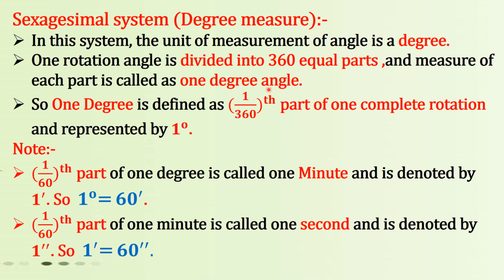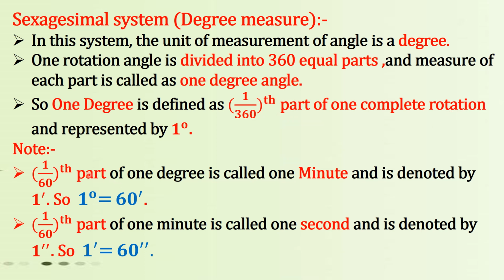And 1 degree means 1/360th part of one complete rotation, and this representation we have already learned in smaller classes. 1 raised to 0, that is 1 degree. The small 0 is written in the exponent form. So 1 degree is 1/360th part of 1 complete rotation.